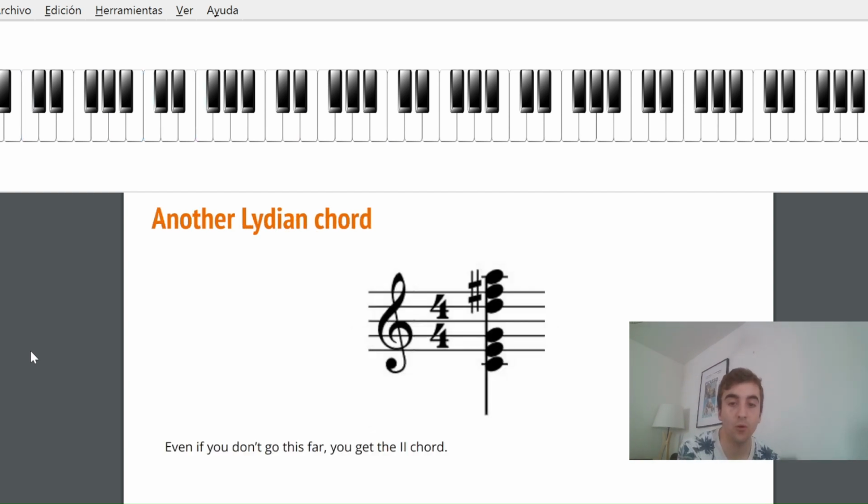We also have the major second chord over the major first chord. In C Lydian, this would be D over C. Now, of course, if you don't want to go this far, you can just say that you get the major second chord, which is already quite interesting in your repertoire. In fact, another way I like to think about this chord is by just playing the root note and the major on top of it.